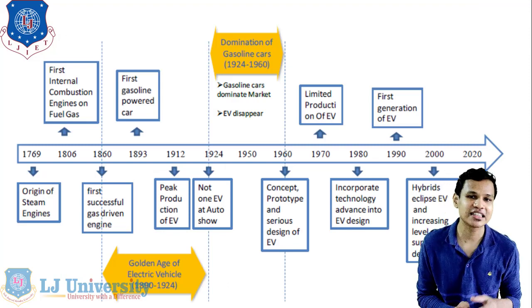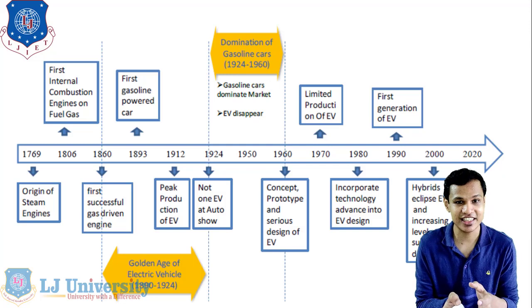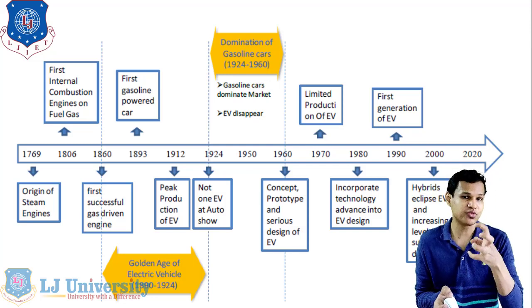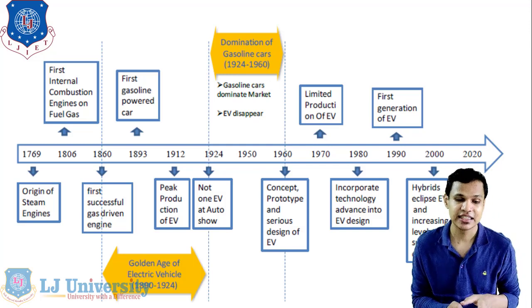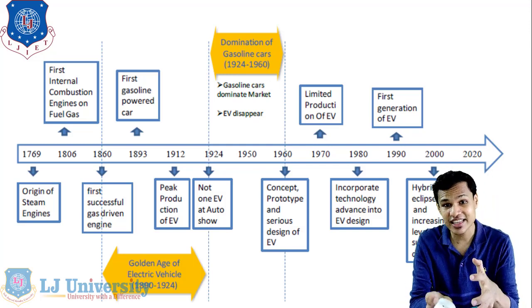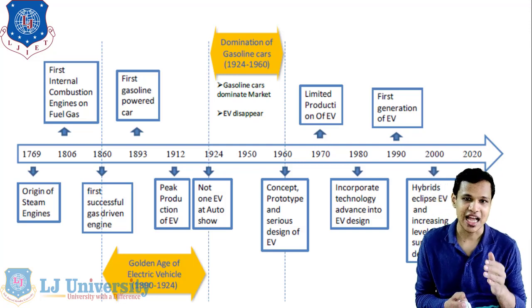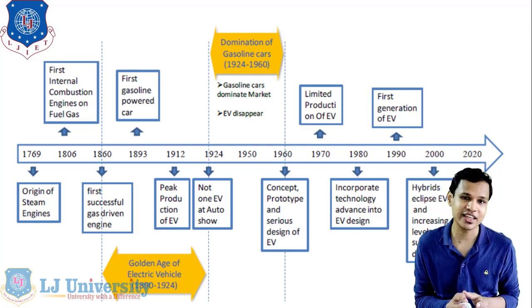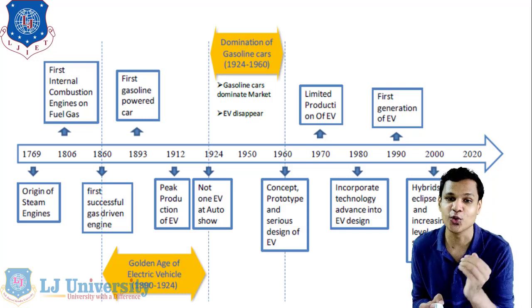Here you can see the simple history of our automobile vehicles. In that you will see the electric vehicles as well. The first steam engine was developed in 1769. The first IC engine was developed in 1806. After that, there was a specific era for the electric vehicle from 1890 to 1924.